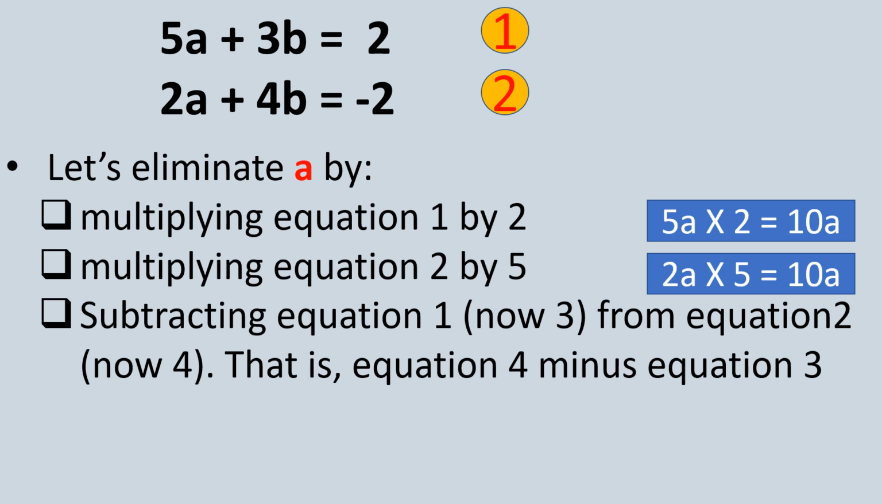So to eliminate A, we'll multiply equation 1 by 2 and then multiply equation 2 by 5. Remember, we're going to be multiplying each of the components by the referenced factors, after which we'll carry out subtraction.